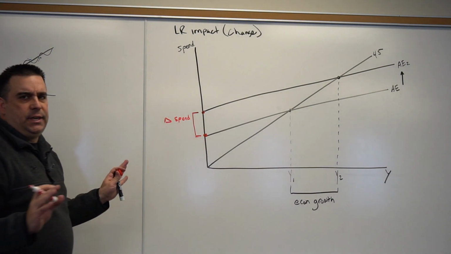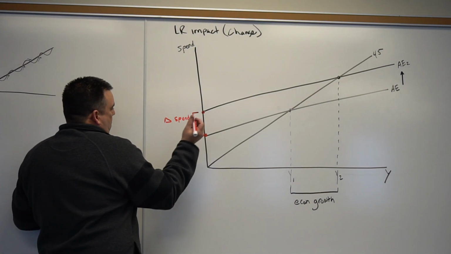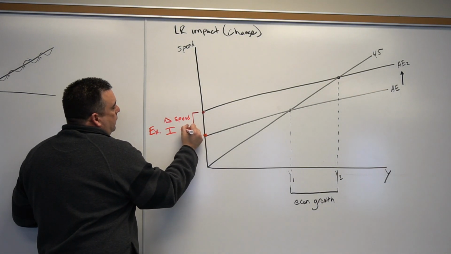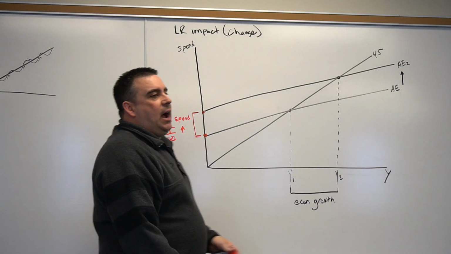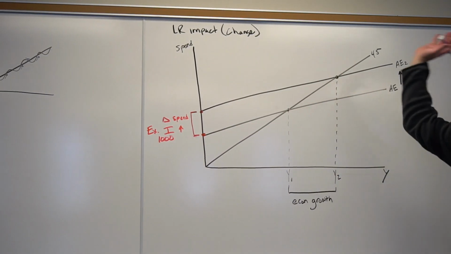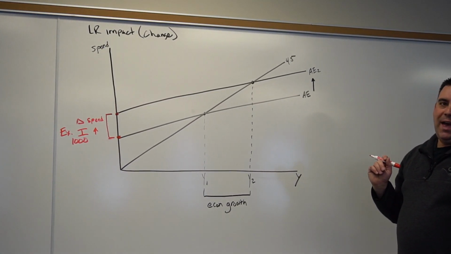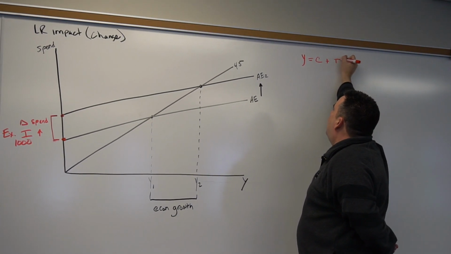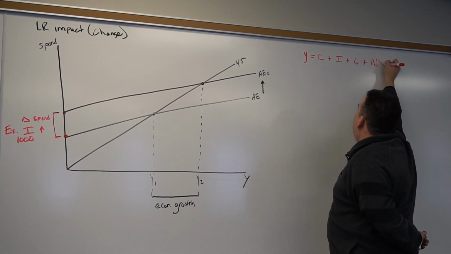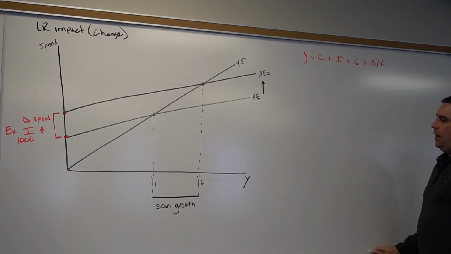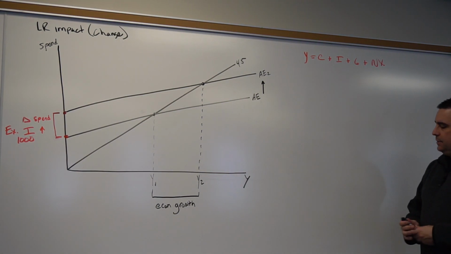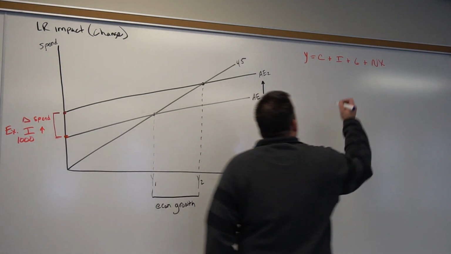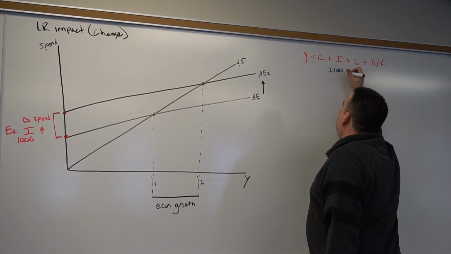How about for simplicity, let's say that investment changes. Again, just as an example. Let's say that I goes up $1,000. What impact should that have on GDP? Well, let's see, I remember my formula, y equals c plus I plus g plus nx. And then I'm going to change I by $1,000, right? So I is going to go up by 1,000. So plus 1,000, right?